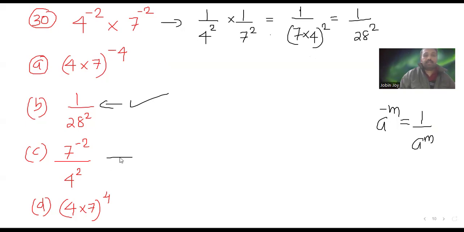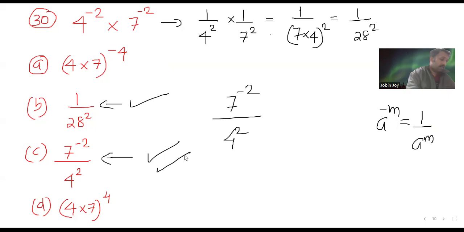Yeah, option C is correct, right? Why is option C correct? Option C is 7 raised to minus 2 divided by 4 raised to minus 2 in the question. When this term comes to the denominator, the sign of the power changes from minus to plus. It's 4 raised to 2. So the correct answer is option B and option C: 1 by 28 square and 7 raised to minus 2 divided by 4 square are the correct answers.